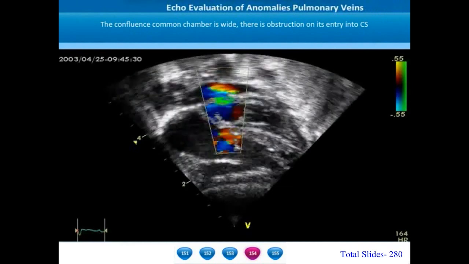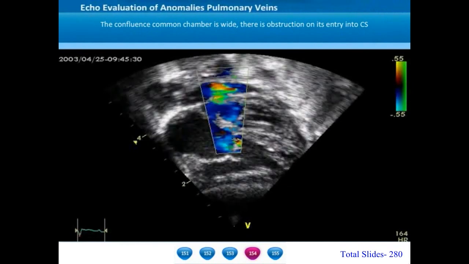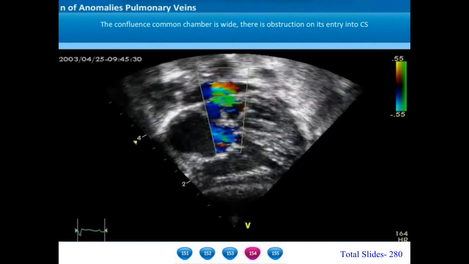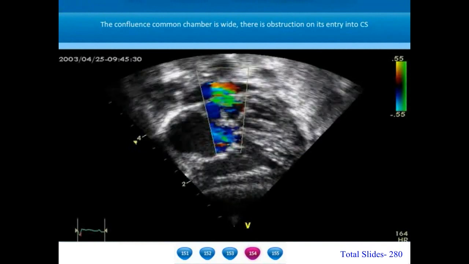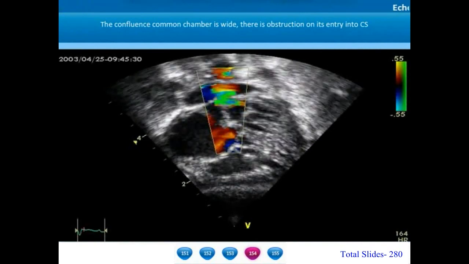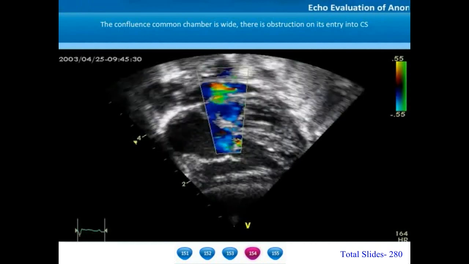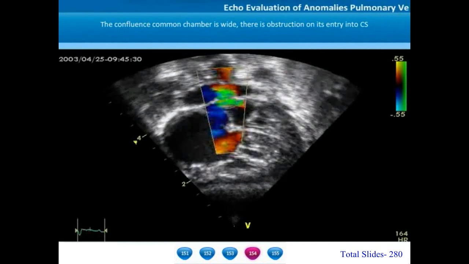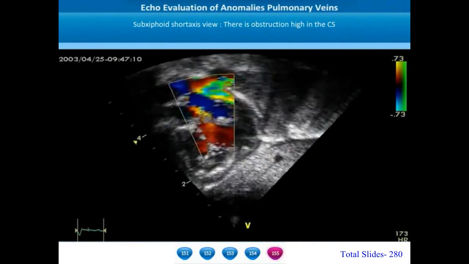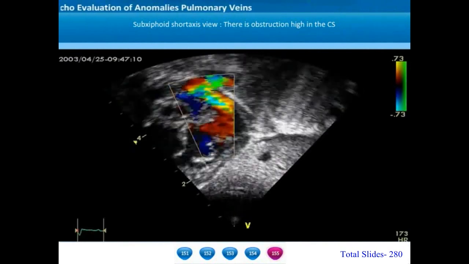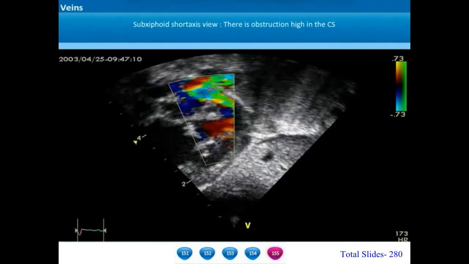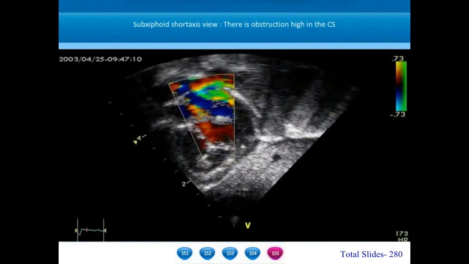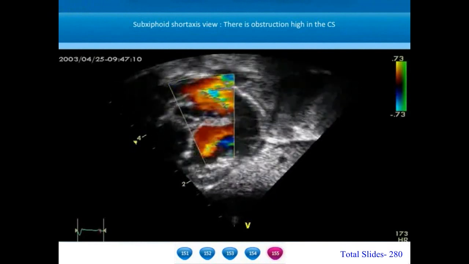From a subxiphoid coronal view, we find a good sized confluence or common chamber at the upper end of the screen. However, as it enters into the dilated coronary sinus, there is a tight obstruction at the level of its junction into the coronary sinus. This results in pulmonary venous obstruction. In subxiphoid short axis view, we are able to identify the site of the obstruction. The level of narrowing is at the point of junction of the common chamber into the coronary sinus.